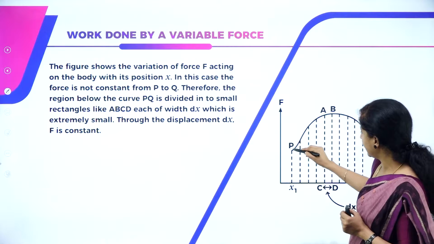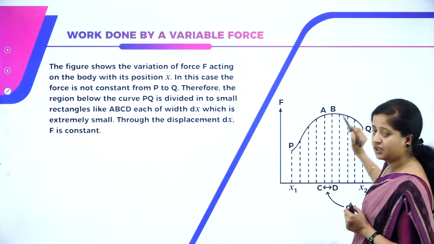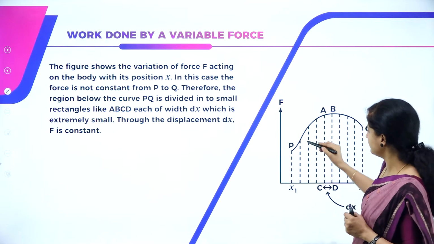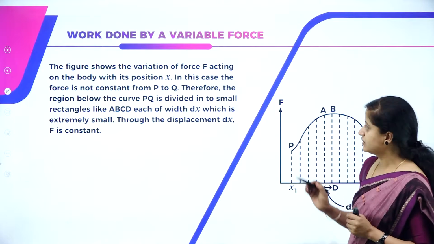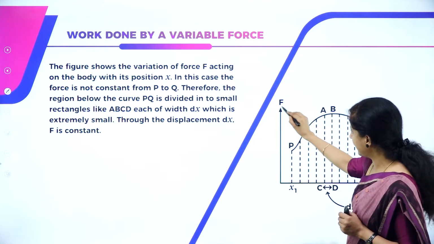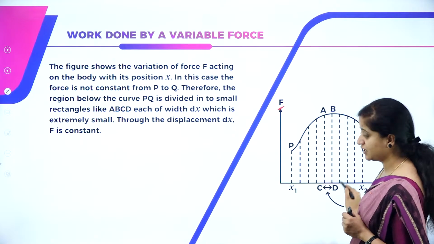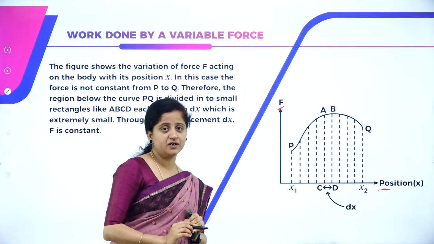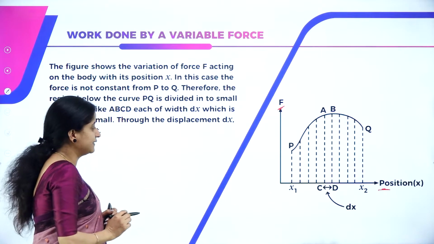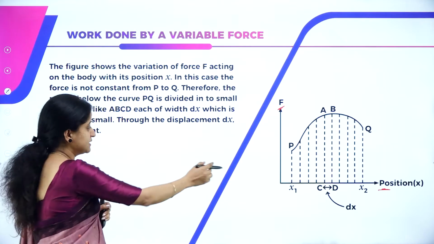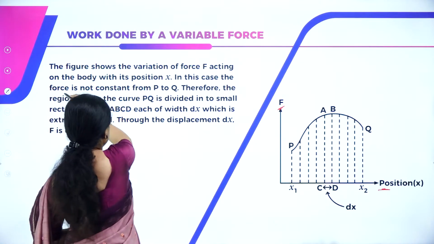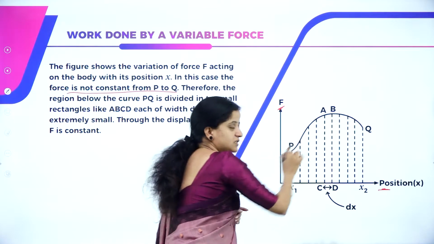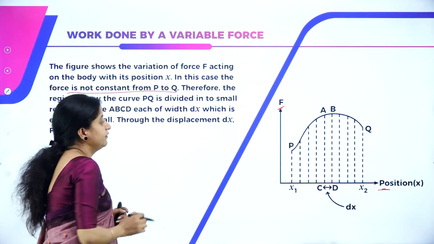So here we can see that the force from P to Q is not constant. It is varying. We are going to analyze what is the work done by a variable force. The figure shows the variation of force acting on a body with its position. Here you can observe the force is taken along y-axis and the position is taken along x-axis. So this figure is clearly saying that the force acts on a body with respect to its position. In this case, the force is not constant from P to Q. There is a variable force that acts from P to Q.